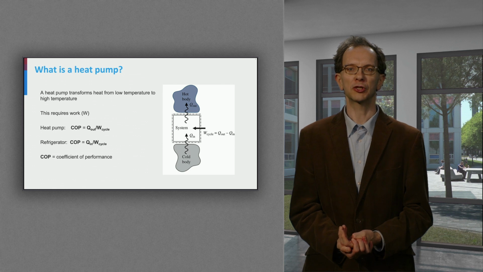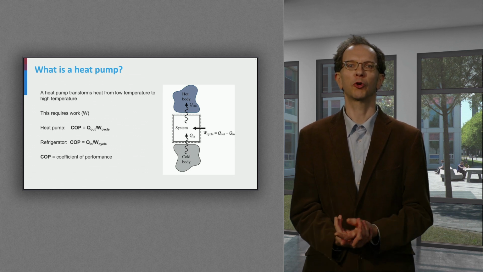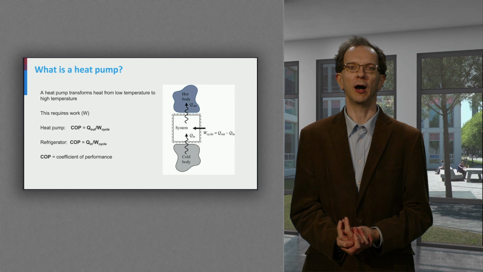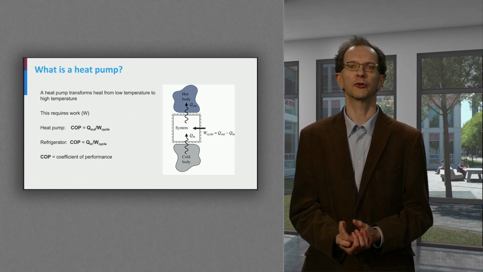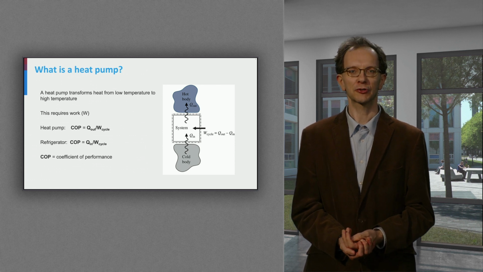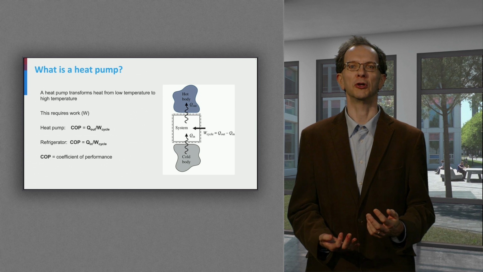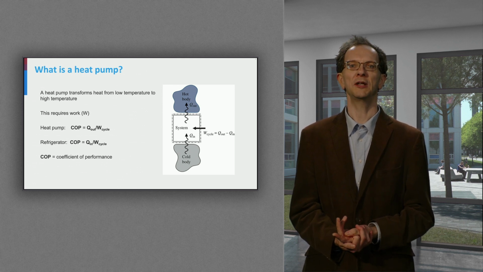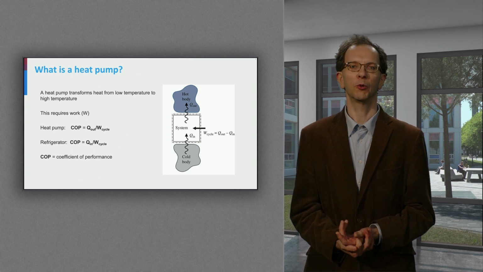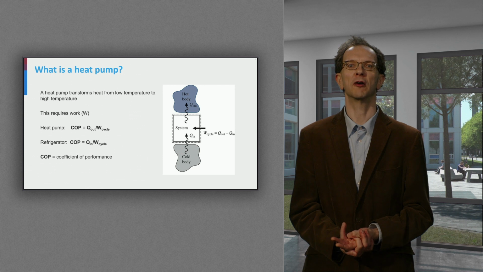An amount of heat Q in is removed from the cold body and the heat Q out is transferred to the hot body. The first law of thermodynamics, which is essentially the conservation of energy, tells us that energy cannot be destroyed. So applied to this situation, this leads to an expression for the required mechanical work. The work of the cycle equals Q out minus Q in.